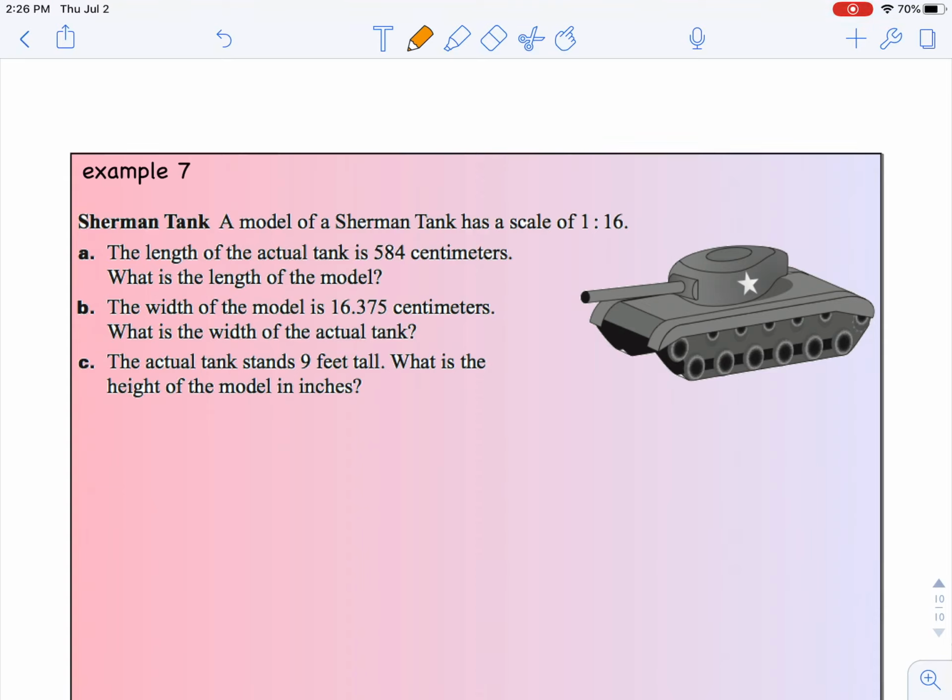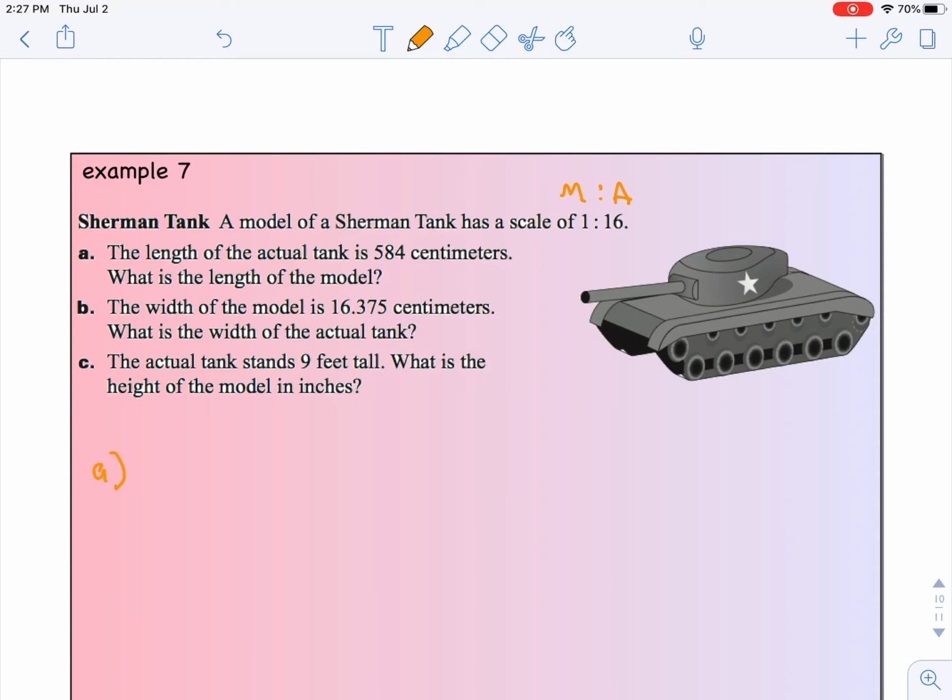Okay, our last example here is using some of our proportion and also using ratios and making sure we're in the same units. So it says a model of a Sherman tank has a scale of 1 to 16. So that means that the model compared to the actual, the model is 1 foot and the actual is 16 feet or whatever units it is. So this is our ratio of model to actual. It says the length of the actual tank is 584 centimeters. What is the length of the model?